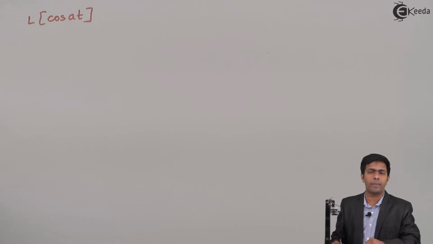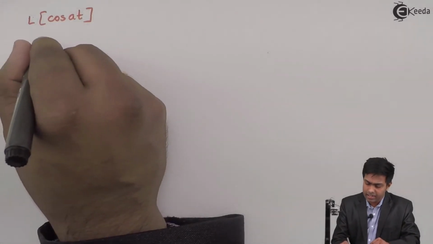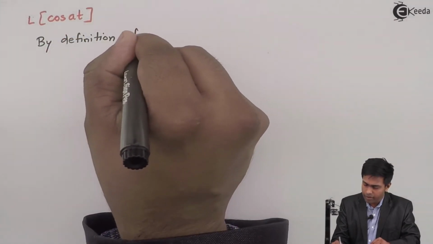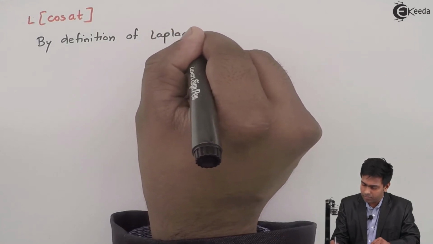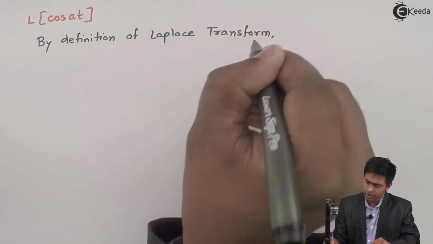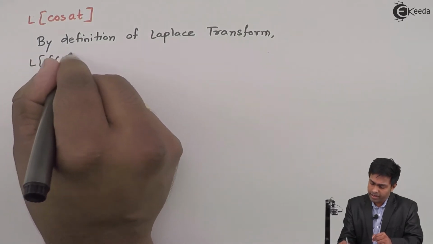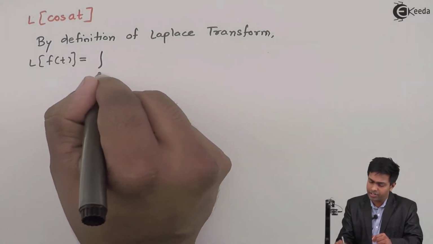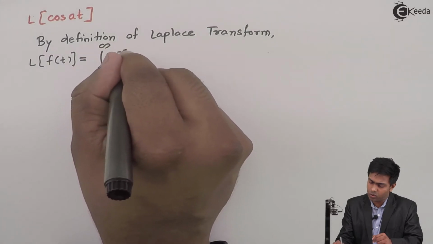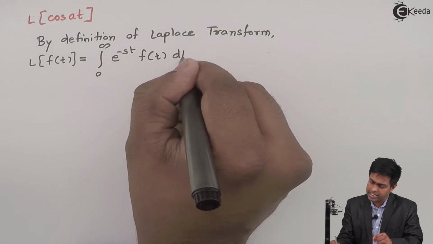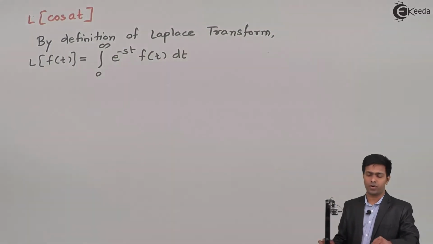As I said, we are going to use the definition of Laplace transform. So what is the definition of Laplace transform? By definition of Laplace transform, we have the Laplace transform of f of t is equal to the integration from 0 to infinity of e raised to minus st times f of t dt. So this is the definition of Laplace transform.